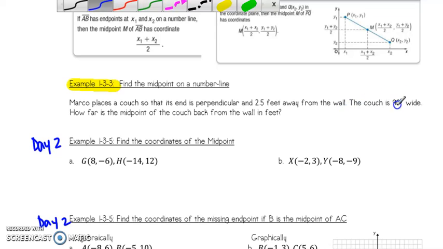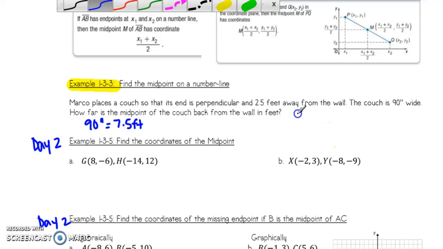All right, so Marco places a couch so that its end is perpendicular and 2.5 feet away from the wall. The couch is 90 inches wide. How far is the midpoint of the couch back from the wall in feet? So first step, we need to change that 90 inches into feet. Since we're talking about feet here, we can't have inches here and feet here. So 90 divided by 12 is 7.5 feet.